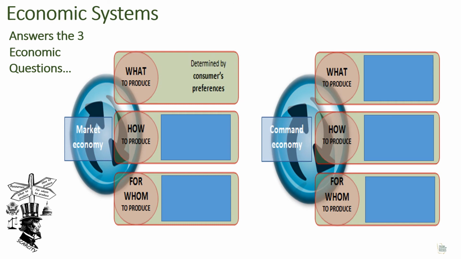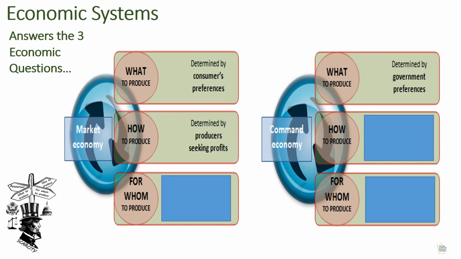But when we think about these types of economic systems, in a market economy, what to produce is determined by consumers' preferences, what we want, because companies are not going to make things that we're not going to buy. In a command economy, what to produce is determined by the government's preferences. What does the government want to produce? Not so much what do we want to be produced, it's what the government wants to produce.